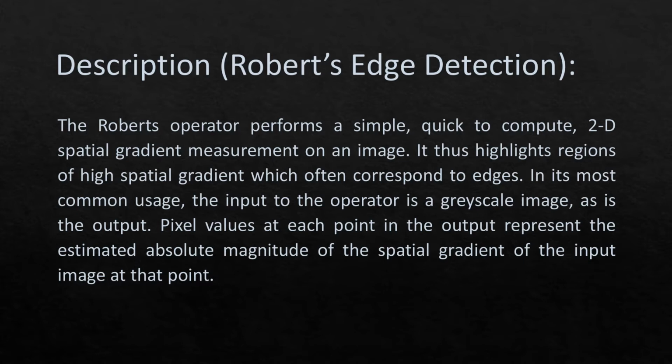Now, the pixel value in each output represents the estimated absolute magnitude of the spatial gradient of the input image at that point. Now, in the magnitude image, since we are focusing on the edges, the pixel values at the edges will be much more emphasized, or much more clearly visible, compared to the original image at that same pixel.